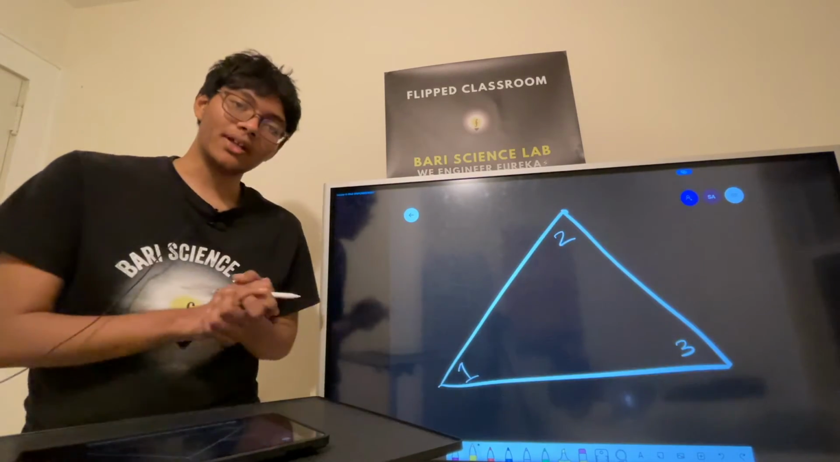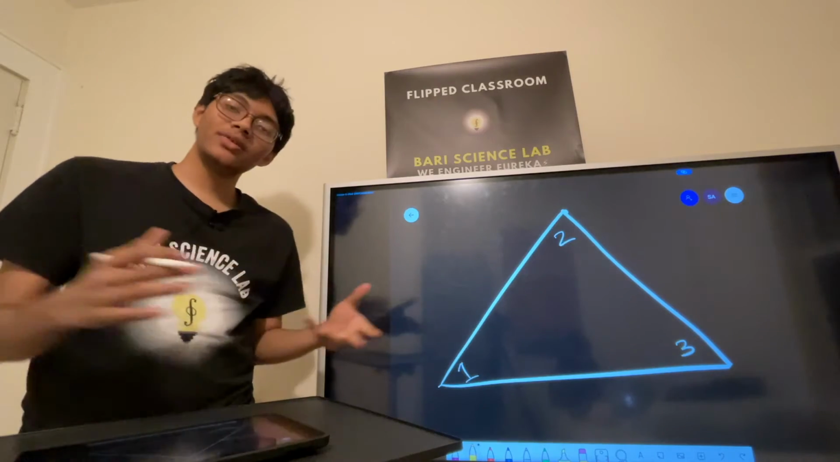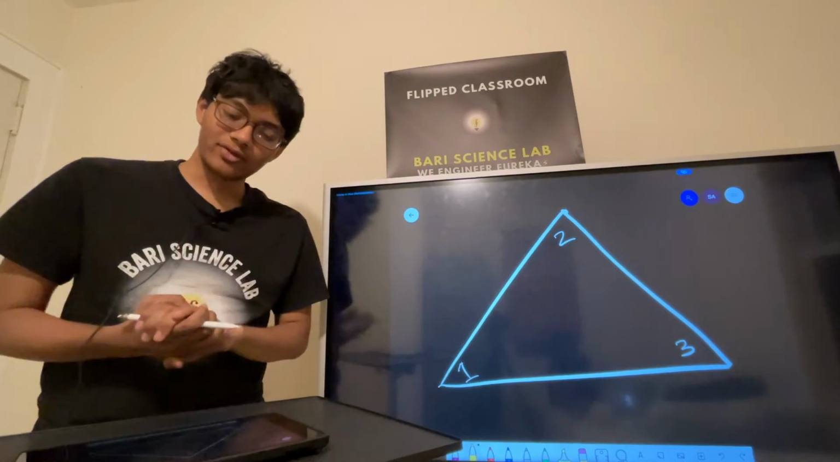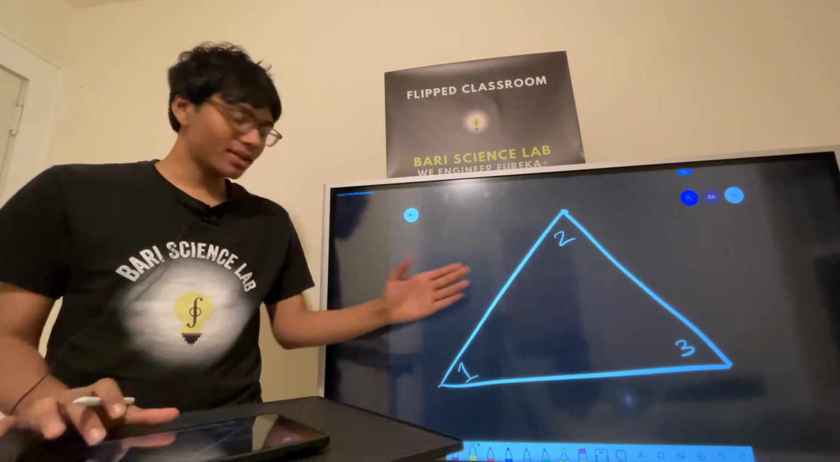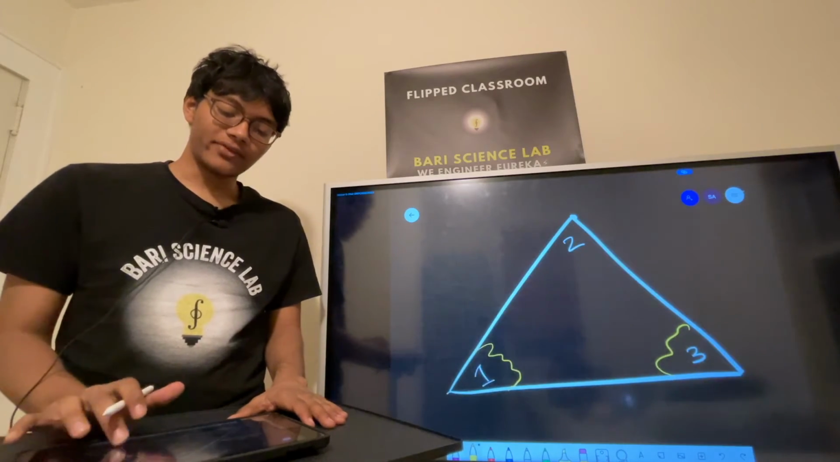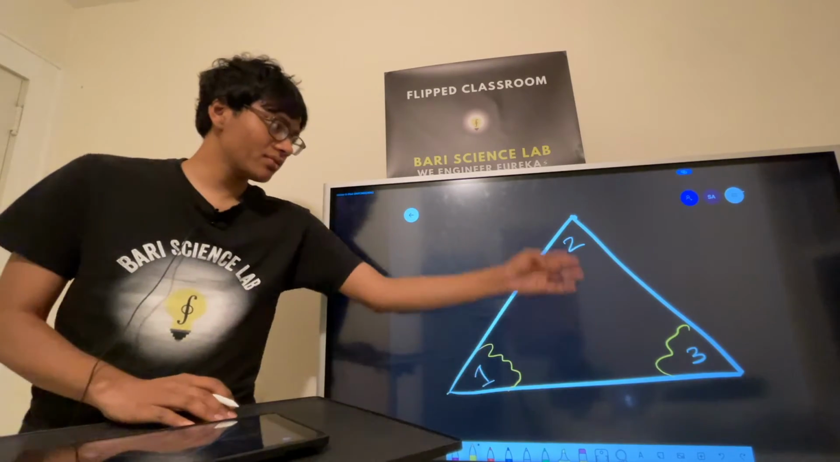Right here is a triangle, right? It's got three angles, three sides. Everyone likes and loves triangles. Now let's take a look at the three angles of a triangle. One is here, one's here, and one's here.